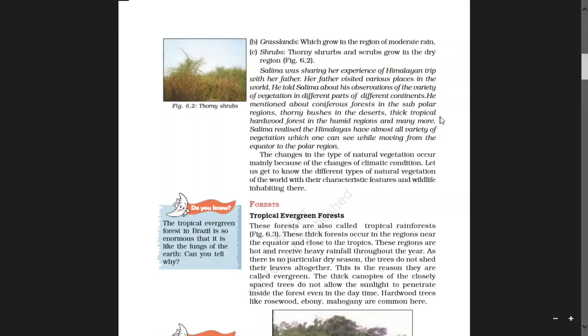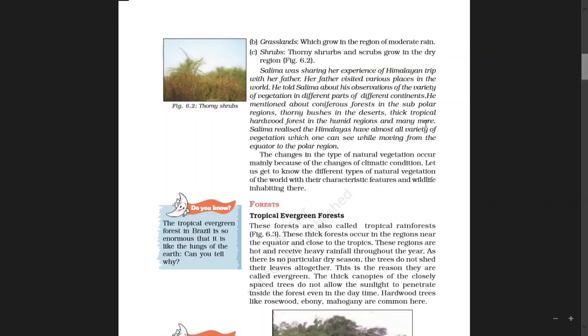See here, Salima's father is experienced about different types of trees and bushes. Whatever he observed, he is explaining everything to his daughter.